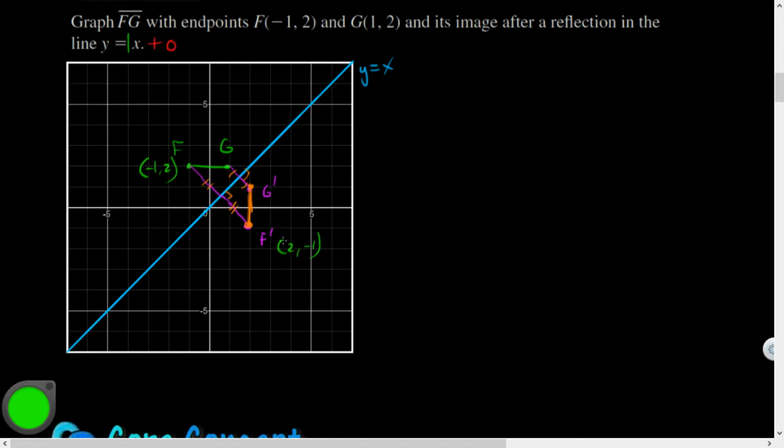It literally swapped the x and y coordinates, right? G was at 1, comma, 2, and now G prime is at 2, comma, 1. It just swaps the x and y coordinates. And actually, if you think about it, look at the equation of this line, y equals x. Now the x coordinate is the y coordinate, and the y-coordinate is the x-coordinate. Y equals x, it's just like it told you, you done swapped it. Yeah, I kind of like that one.